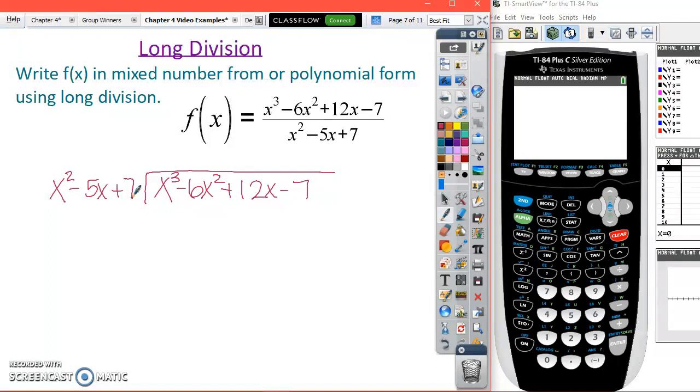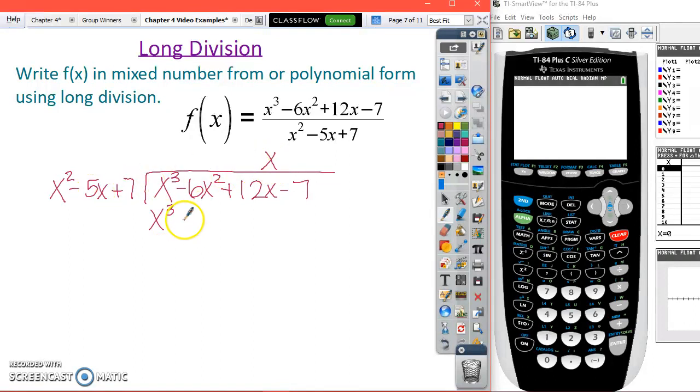To start, we're going to ask ourselves, what would multiply by x squared to give us an x cubed? We're just going to ignore these terms for right now, and we're deciding what term to put up top here. In order to get an x squared to become an x cubed, I know that I'm going to need an x. X times x squared gives us x cubed. And now we need to multiply these other two terms by the x as well.